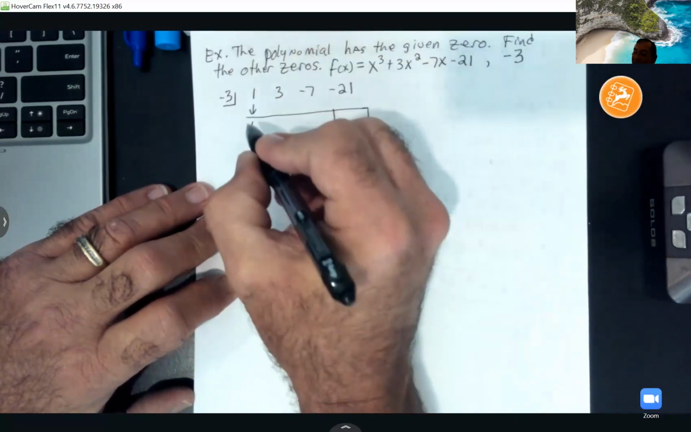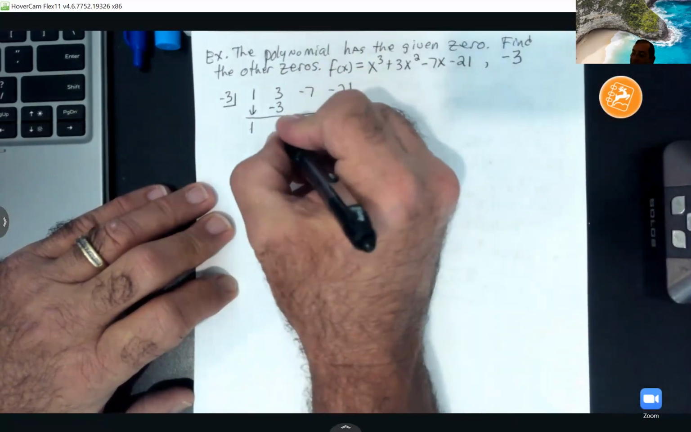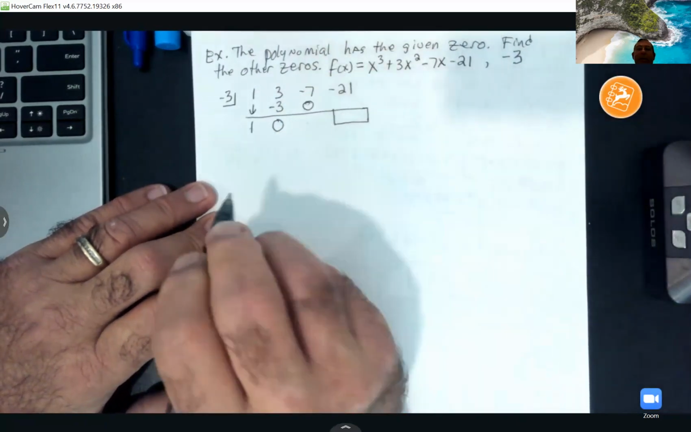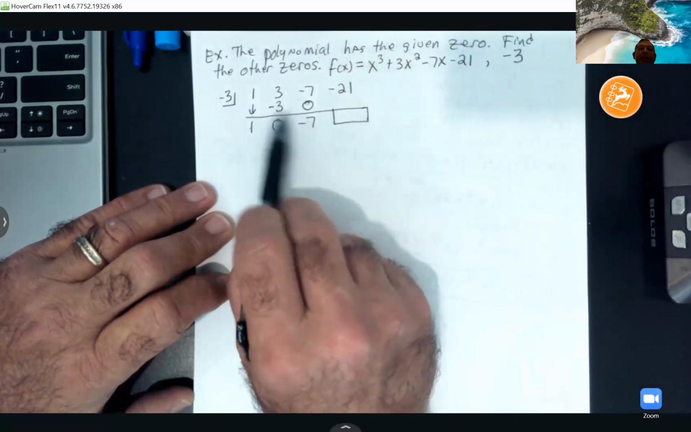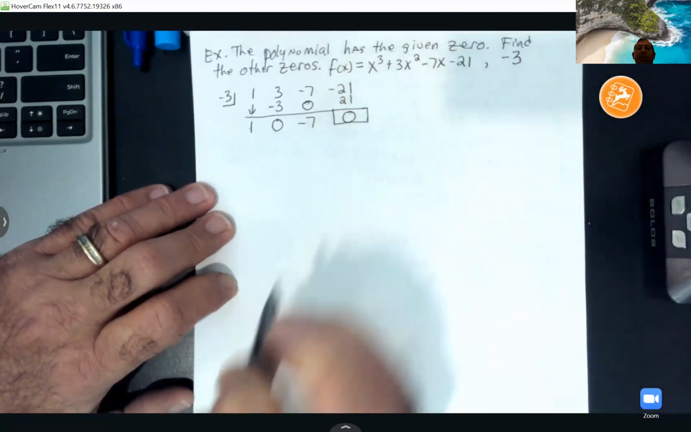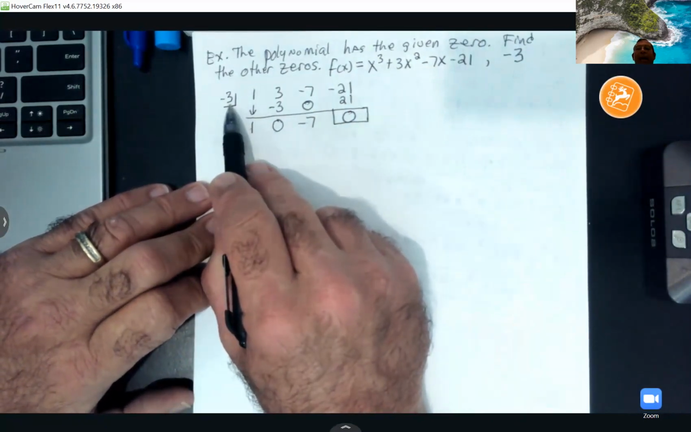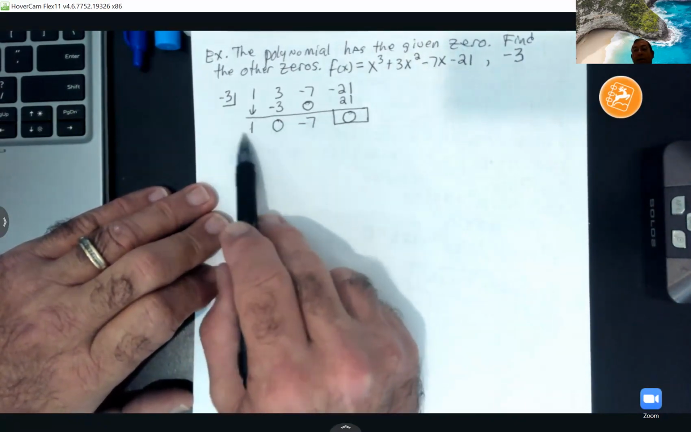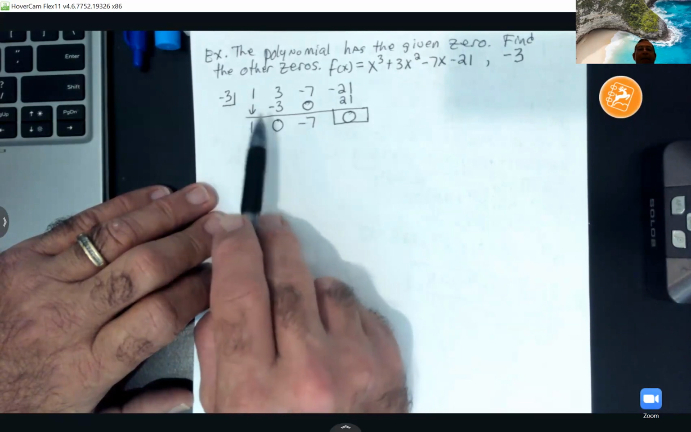So let's see. You brought the 1 down. 1 times negative 3 was negative 3. You added that and got a 0. 0 times negative 3 was 0. Adding those, we get a negative 7. And look at that, negative 7 times negative 3 is 21, which gives me a 0 remainder. Well, we knew that because they gave me that zero. So we've got to find those other 2 zeros because there's 3 altogether. These are the coefficients of the new polynomial that you get after you divide that out.